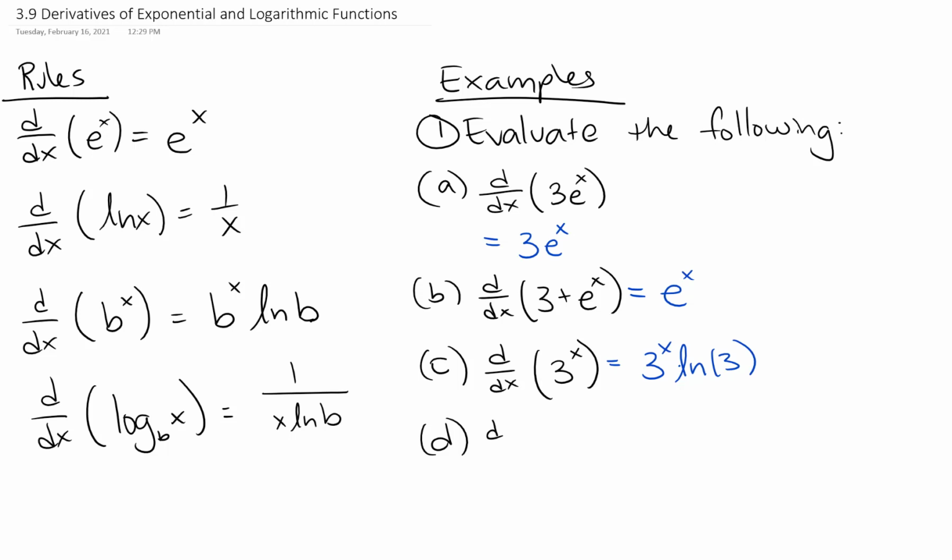Now let's say I'm taking the derivative of log base 3 of x. Well, this would be our final rule. And we can see that will give us 1 over x multiplied by the natural log of 3. Let's move on to some examples that are a bit more involved.